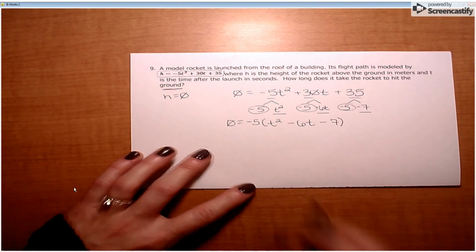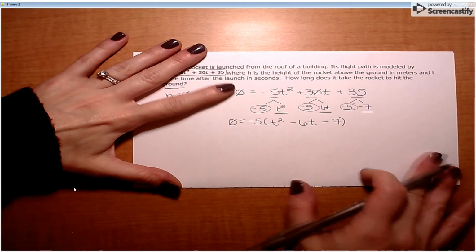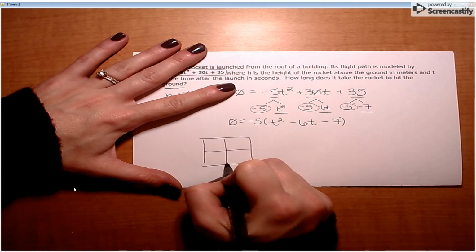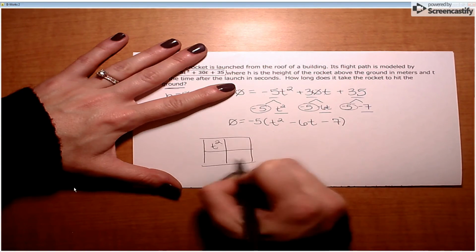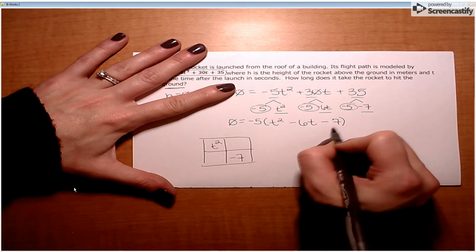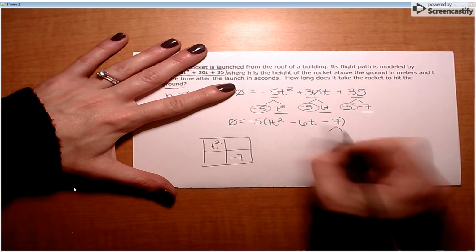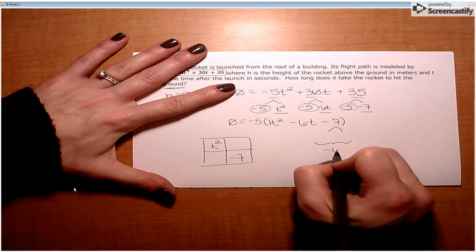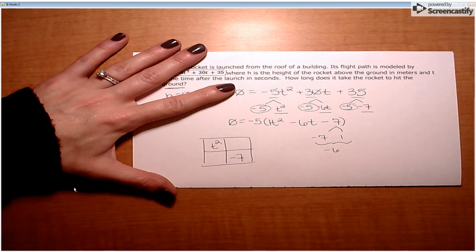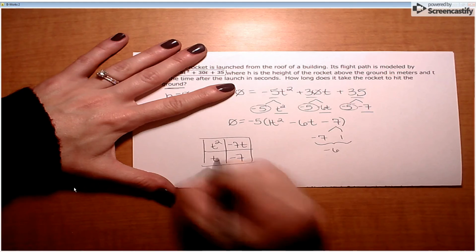And that piece inside of the parentheses is what we are now going to factor. So, going to the box, I have t squared and -7. And my goal is to break down -7, since this coefficient is 1, to somehow create -6. And the only way to make that happen is -7 and positive 1. I'll have -7t and 1t.